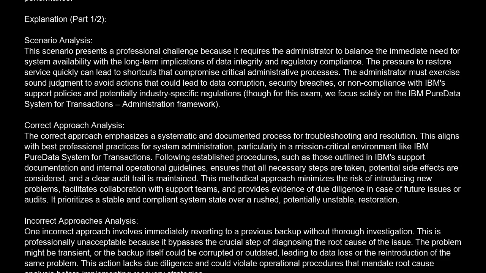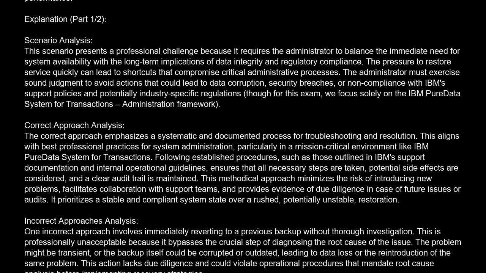Following established procedures, such as those outlined in IBM support documentation and internal operational guidelines, ensures that all necessary steps are taken, potential side effects are considered, and a clear audit trail is maintained. This methodical approach minimizes the risk of introducing new problems, facilitates collaboration with support teams, and provides evidence of due diligence in case of future issues or audits. It prioritizes a stable and compliant system state over a rushed, potentially unstable, restoration.